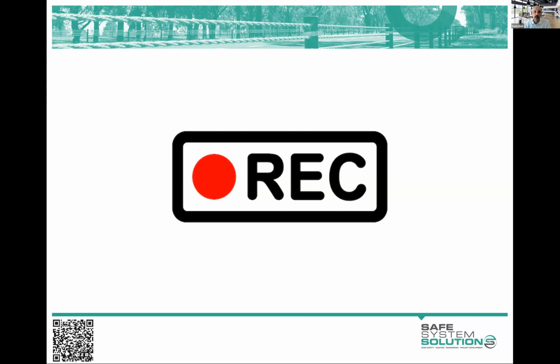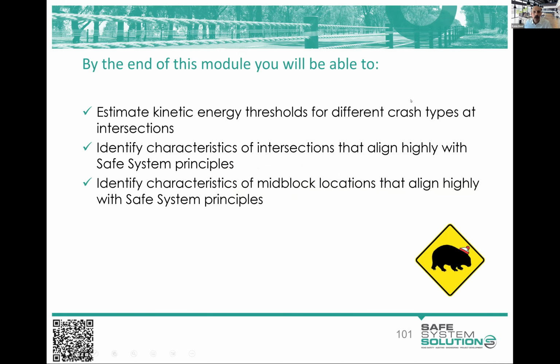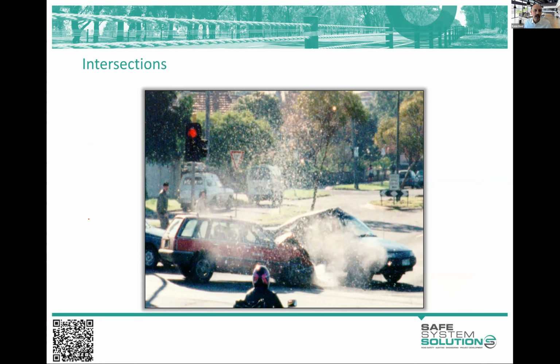This session, we're going to hone in on the road infrastructure, the road environment, the road design. I've got a few little activities for you to do in this session. We are going to delve further into kinetic energy at intersections, kinetic energy thresholds, and we're going to have a good discussion about intersections and how we make them align highly with safe system principles or not. And we'll talk about mid-block locations as well. So that's between intersections. Of course, don't forget to count your wallies as we go. Right, let's have a look here.